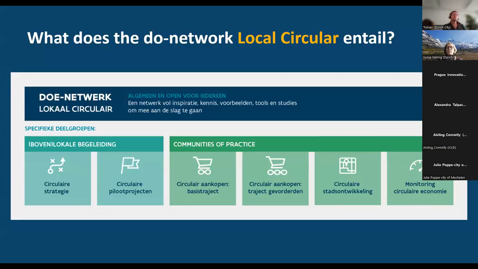So what do we do within the Local Circular network and project? We work in a broad platform. We provide knowledge and inspiration, examples and tools. And we will also support about 10 specific municipalities and cities to make up their own circular strategic plan or to improve a circular pilot project within their own context. We will dive deeper into the subject of circular procurement. We will also discuss spatial planning and circular city development in more depth. And we will continue to work on the issue of monitoring for a circular economy. This will take place in the next year and a half, and hopefully even longer. Because it's quite a big challenge that we face, of course.